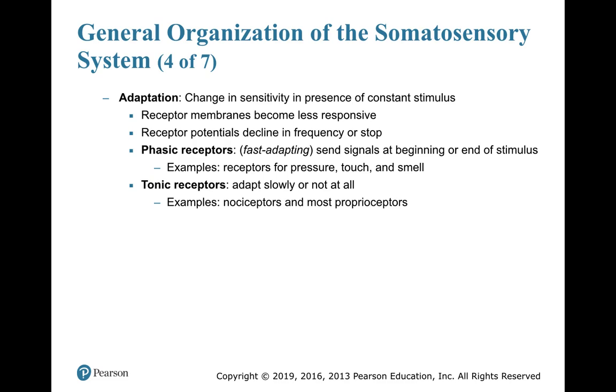We have some phasic receptors, which are fast adapting. They send signals at the beginning or the end of a stimulus, and that would be those receptors for pressure, touch, and smell. And we have tonic receptors. Those are the ones that adapt slowly or not at all. An example of those would be the nociceptors and most of the proprioceptors.